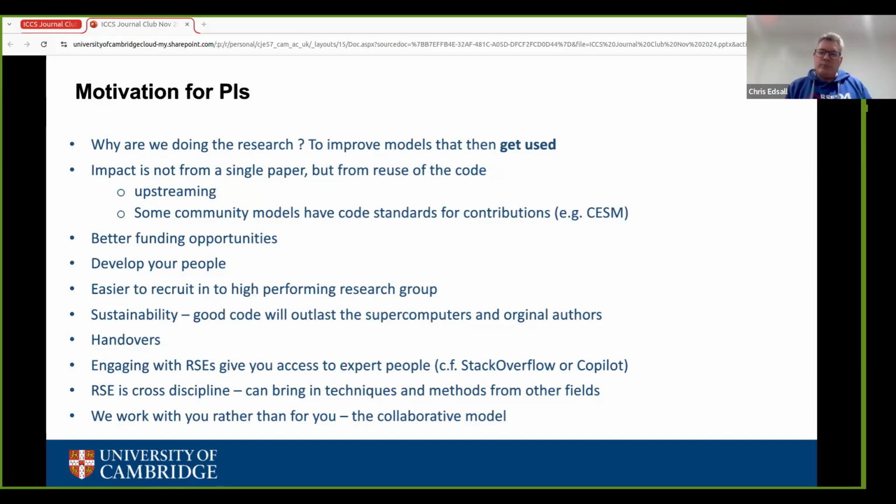Upstreaming that, because the people who run these GCMs necessarily have quality assurance controls. They don't just take any random contribution. So you have to make sure that if you are upstreaming your code into one of these models, the code that you're contributing is of good quality.